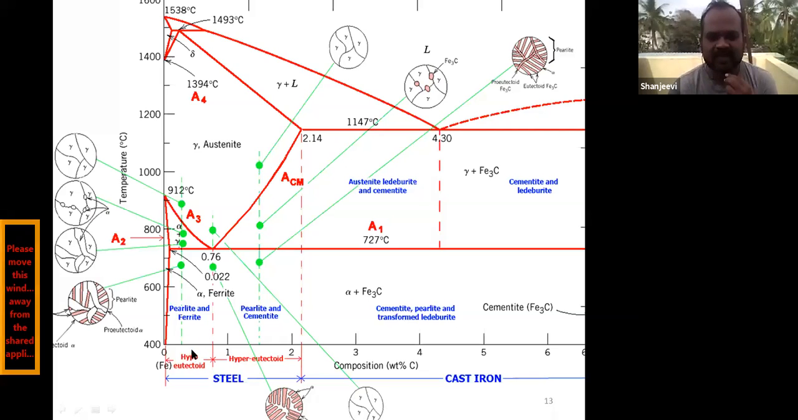Okay, so on this x-axis, you can see steels and cast irons. The maximum percentage of carbon in steel is 2%. This range is completely the steel category. And when it crosses more than 2, up to 6.67%, that comes under cast iron content.